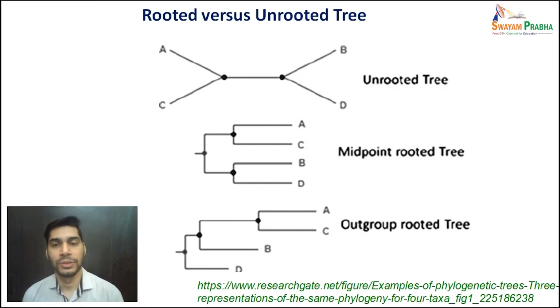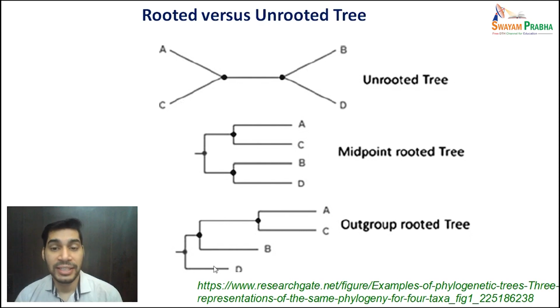So here you can see this is an unrooted tree which shows the interrelationship of A, C, B and D here, but it does not talk about the ancestry. Here in the second and third part, there is a midpoint rooted tree and an outgroup rooted tree. In a midpoint rooted tree, you can see A and C and another clade which is B and D. They do have a root, they do have a common ancestor.